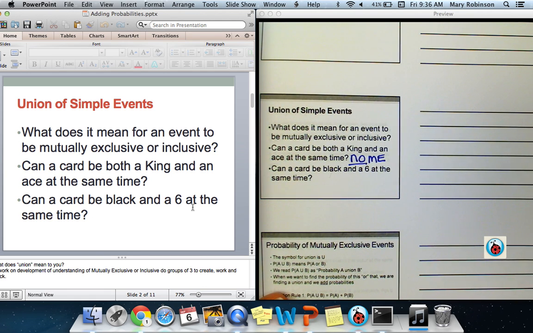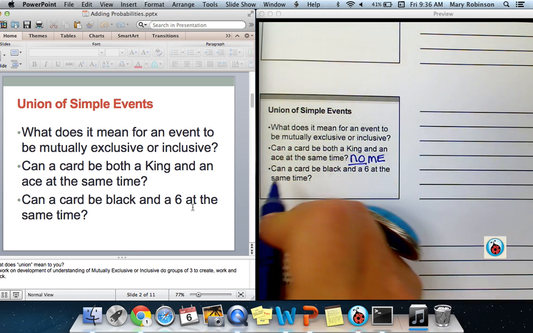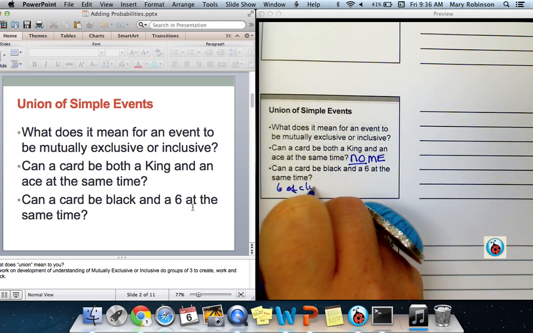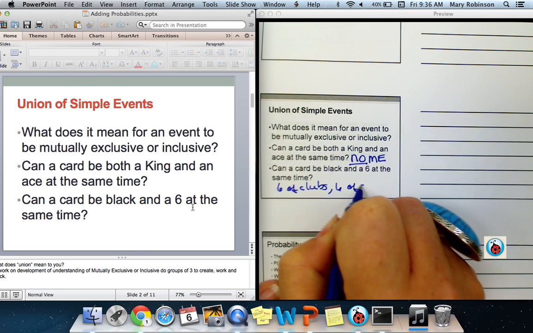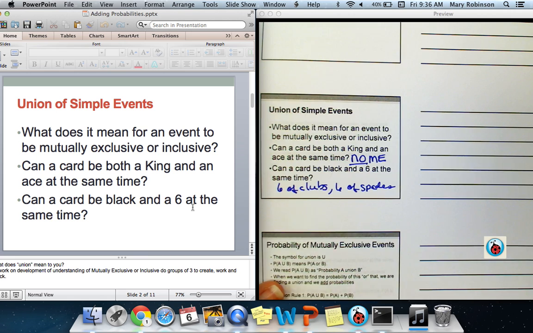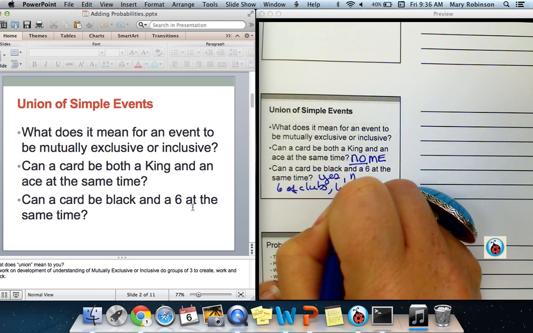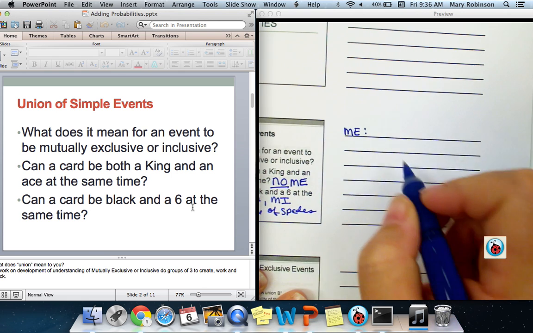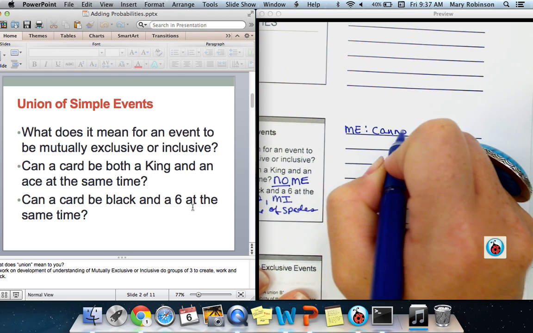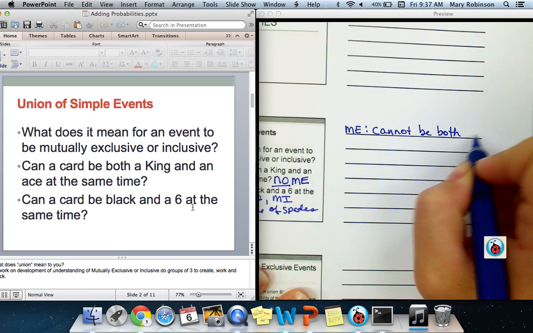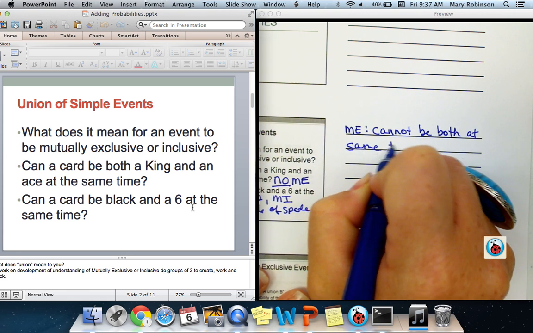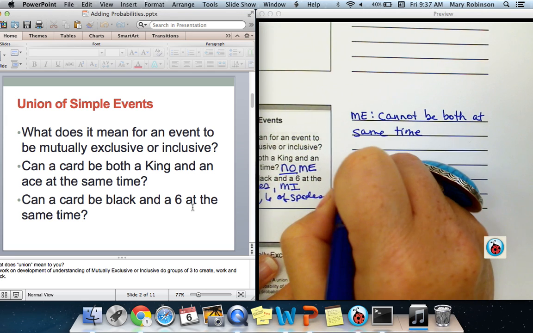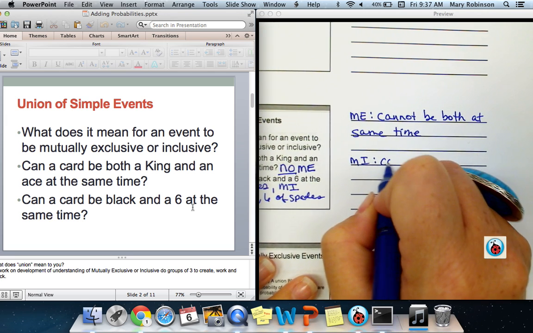Can a card be both black and a 6 at the same time? Think about it. Black and 6. We actually can have a 6 of clubs and a 6 of spades. So there are actually two cards that can both be black and 6 at the same time. That makes it mutually inclusive. Remember that mutually exclusive basically means that they cannot be both at the same time. Mutually inclusive, meaning they can be both at the same time.